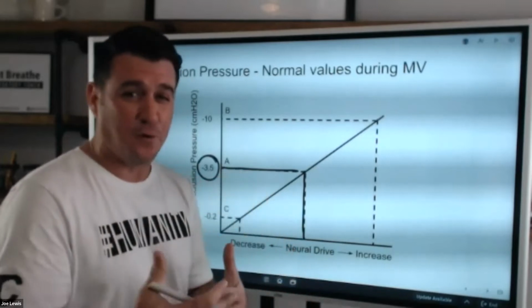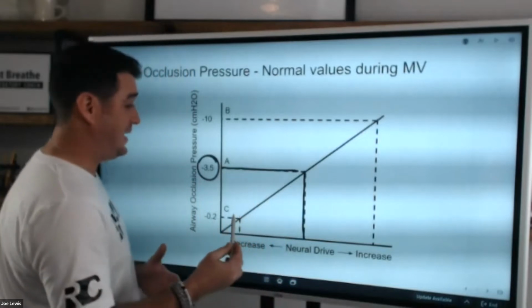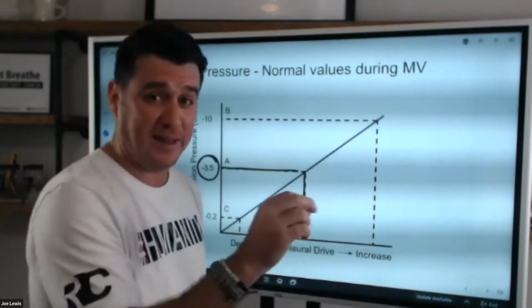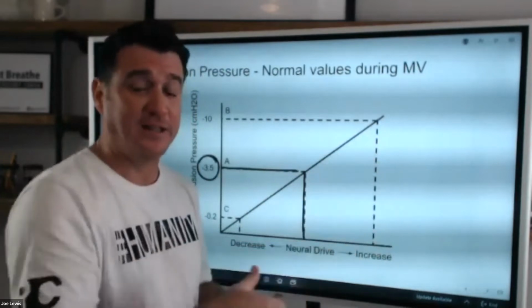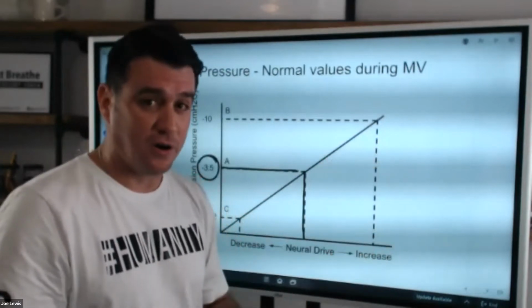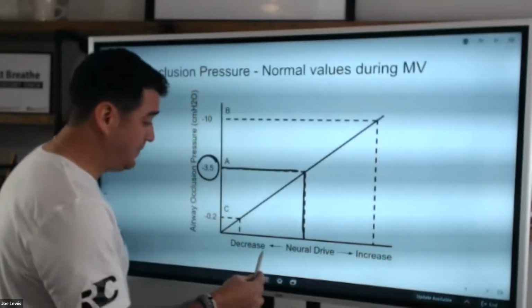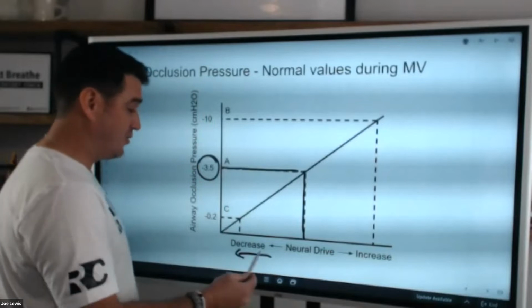So -4 is not a terrible number. But the point is recognizing that as it starts passing by that -4 and -5, then you are starting to get into the realm of a patient who is not neurally satisfied for whatever reason. Again, decrease in neural drive.